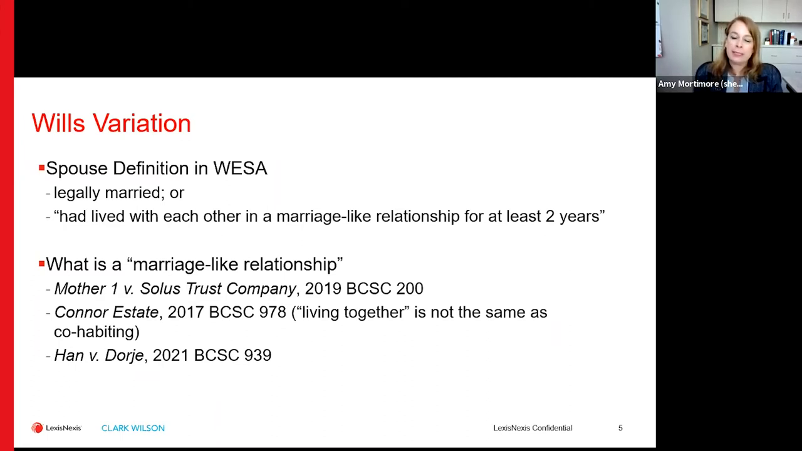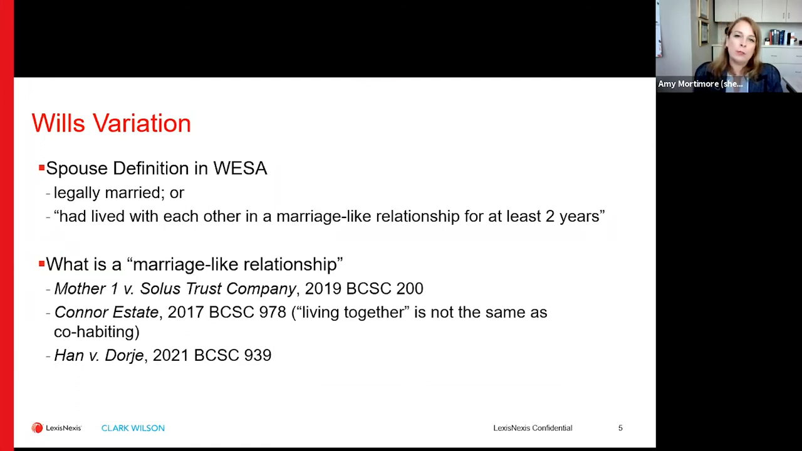Now, with wills variation, keeping in mind that our legislation may be different from other provinces, the one battle that we often see in wills variation is whether or not the spouse even has standing to bring the claim. That's because in British Columbia, WESA, our legislation, says a spouse is either somebody who is legally married to the deceased or who had lived with him or her in a marriage-like relationship for at least 2 years. And so this phrase, marriage-like relationship, becomes a battleground that we see played out in wills variation claims, but we also see them in intestacy claims and other claims where standing as a spouse has some significance in the estate world.